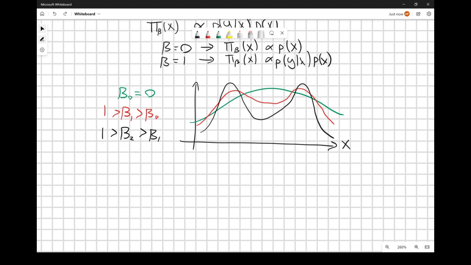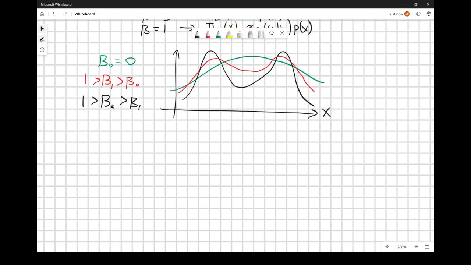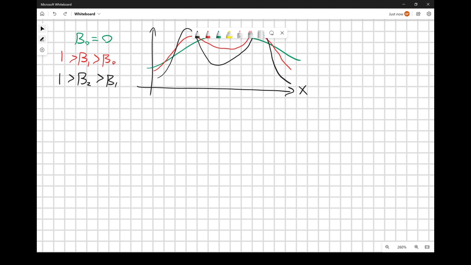Returning to our example where the posterior probability density was very concentrated, I'll draw another picture.